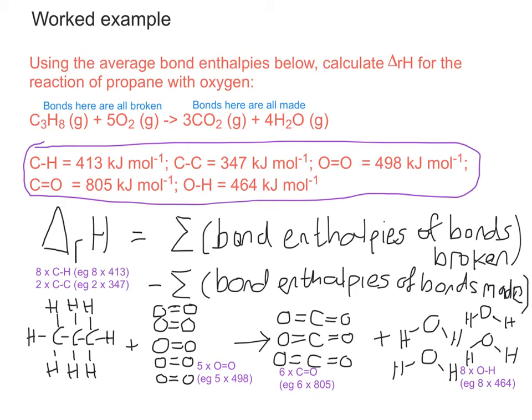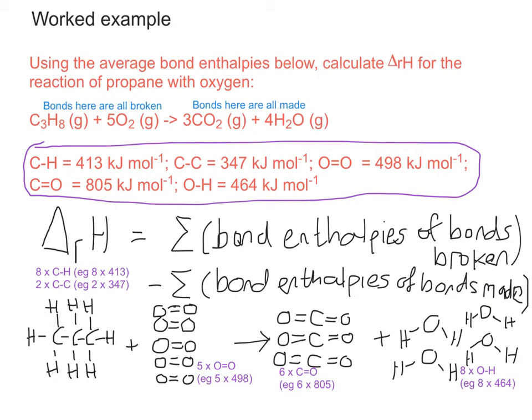We've got 3 carbon dioxides. Now 3 carbon dioxides means 6 individual C double bond O's, because if you look carefully, every single CO2 molecule is actually 2 C double bond O's back to back, isn't it? So that's not 3 lots of 805, but 6 lots of 805. And water likewise, each water molecule is actually 2 oxygen-hydrogen bonds back to back. So again, it's 8 lots of OH bonds that are broken here, made, I beg your pardon. So it's 8 lots of 464.